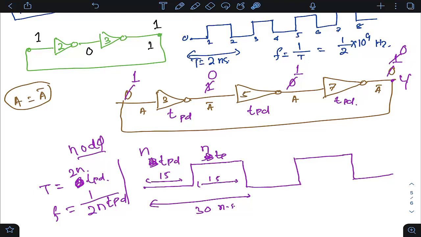So whenever you are connecting an even number of NOT gates in a loop, the output is a stable state, it will be either 0 or 1. But whenever an odd number of inverters are connected in a loop, the output will always be unstable. It could be 0 or 1, 0 or 1, 0 or 1. It will be a kind of fluctuation state.